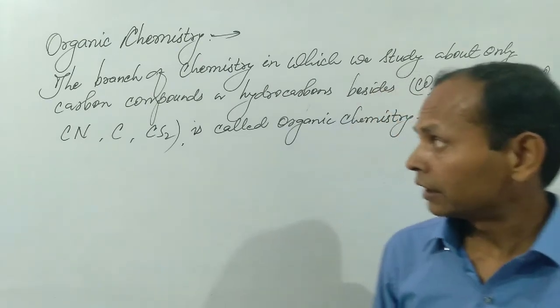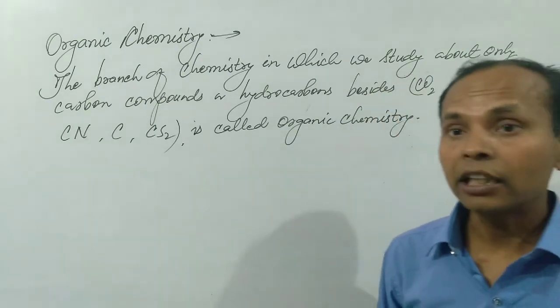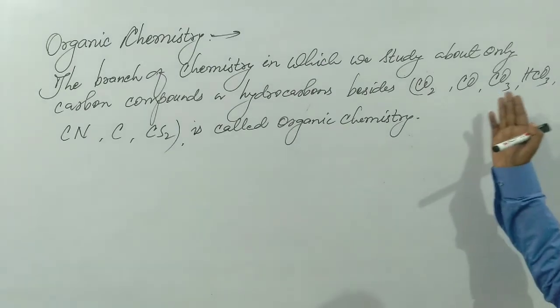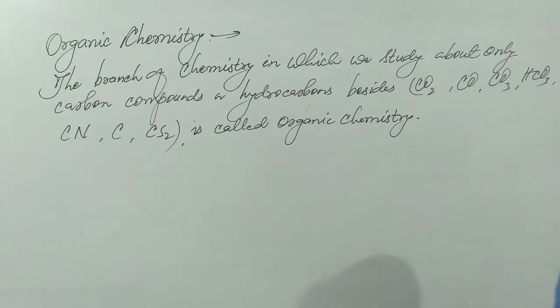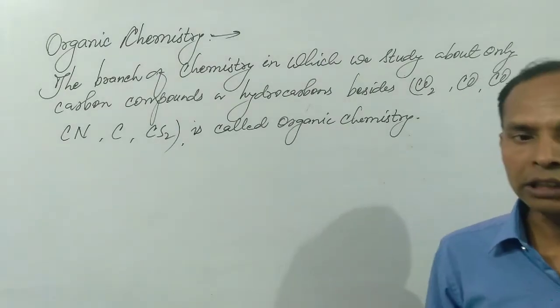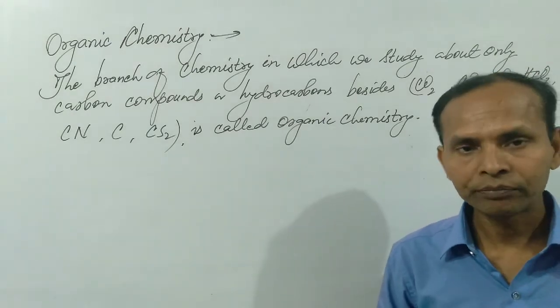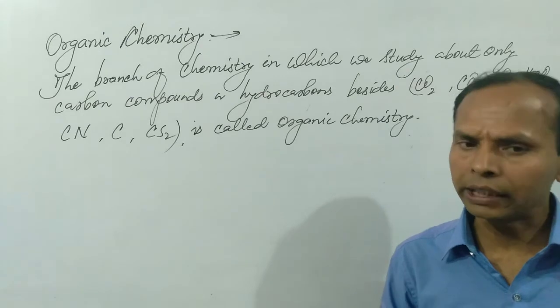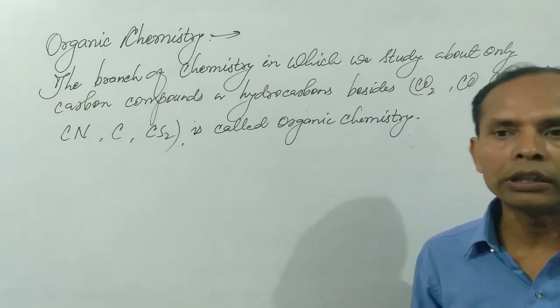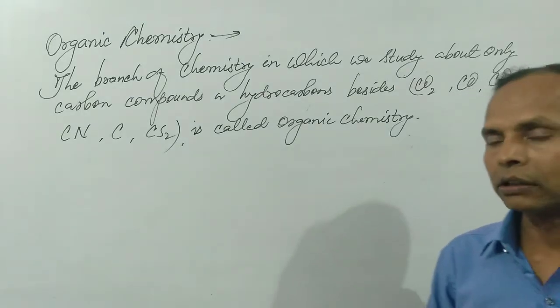And besides this, compounds that can be obtained from carbonate and bicarbonate, like sodium carbonate, potassium carbonate, calcium bicarbonate, and there are so many types of compounds. These all compounds are inorganic, and we have to study all these compounds in the field of inorganic chemistry.